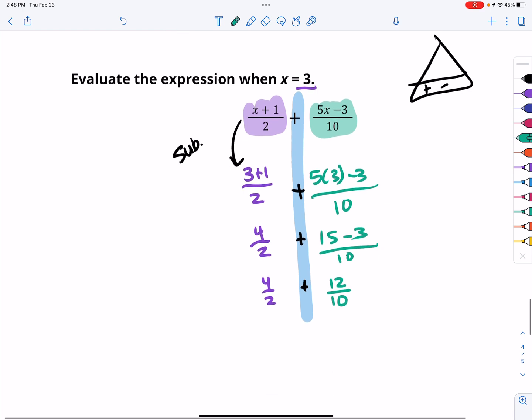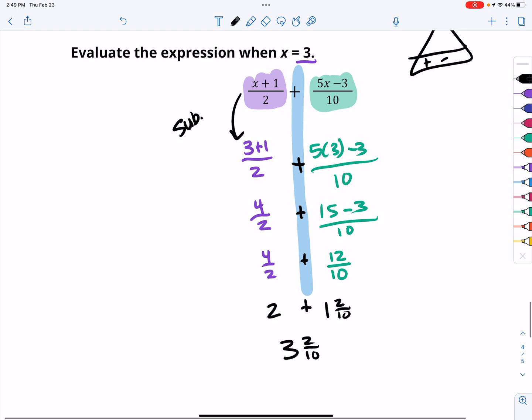And so now that I have both of those at the point where they can be simplified, 4 divided by 2 is 2 plus, and then 12 divided by 10 is going to be 1 and 2/10. So when I add those together, I get 3 and 2/10, which is equal to 3 and 1/5. So there is our answer.